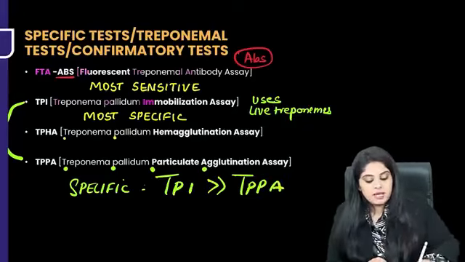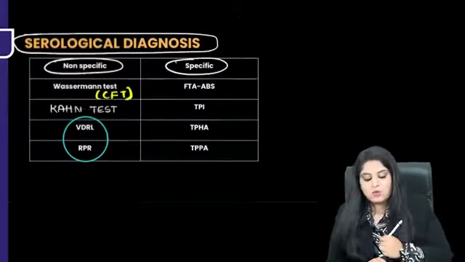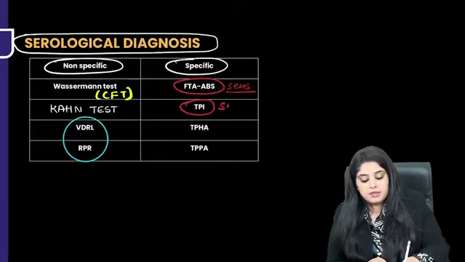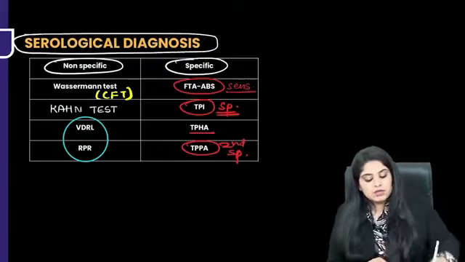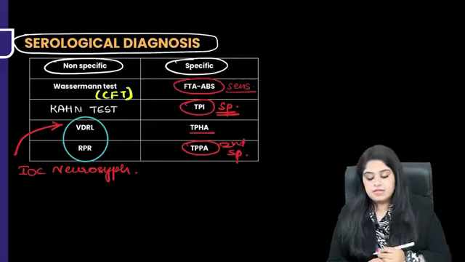Finally, we have treponema pallidum heme agglutination assay, which is TPHA. So if these are the 4 options given to you, what will you say? You will say FT absorption, absorbing sensitive people, treponema pallidum immobilization most specific. Second most specific is treponema pallidum particle agglutination, and finally we have heme agglutination. Okay, and if I ask you what is the investigation of choice for neurosyphilis out of these, you know for neurosyphilis the very difficult test has to be done, and that is VDRL.